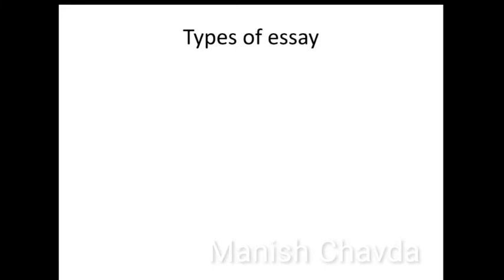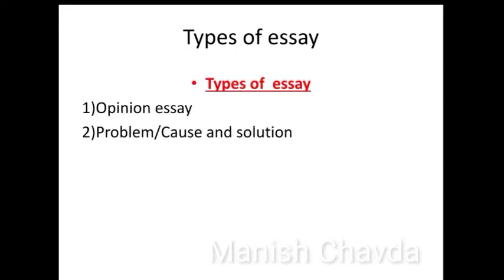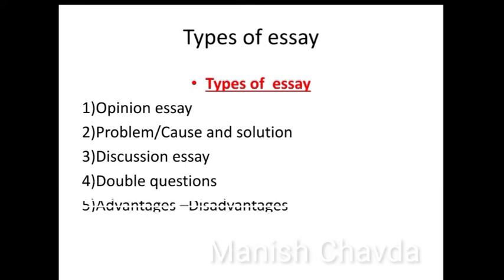Here, now we are going to learn the types of essay for writing task 2. First, you will have opinion essay. Second, problem, cause and solution. Either you can say problem solution or cause solution. Discussion essay, double question, advantages, disadvantages.